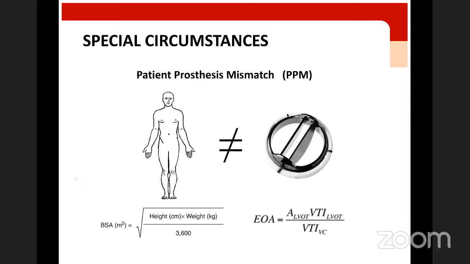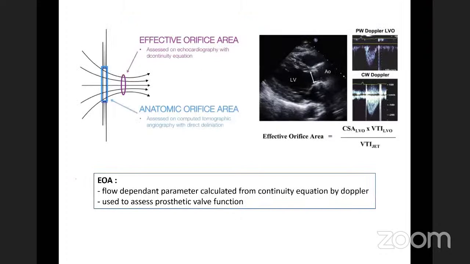What is the effective orifice area? Effective orifice area is a flow-dependent parameter calculated from the continuity equation by Doppler echo. It is utilized to assess prosthetic valve function. This is different from the anatomic or geometric valve area that is determined by direct delineation, like by planimetry or cardiac CT. This is the anatomic orifice area, and this is the effective orifice area. Effective orifice area is more flow dependent.